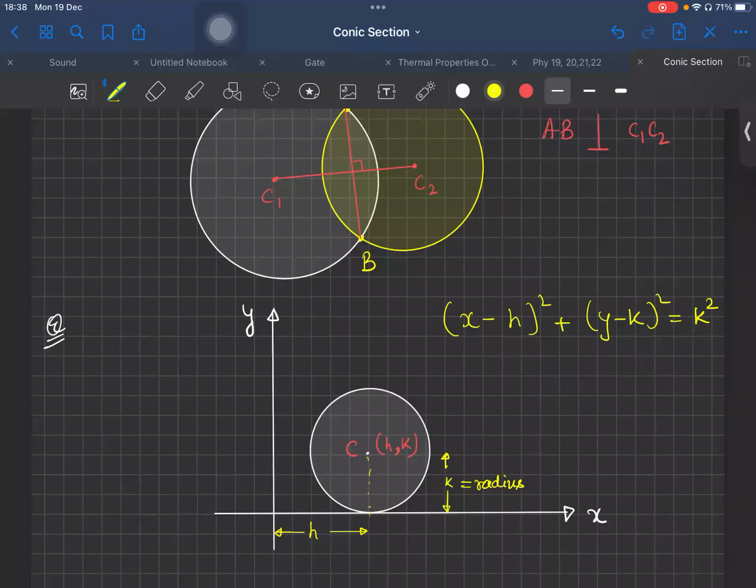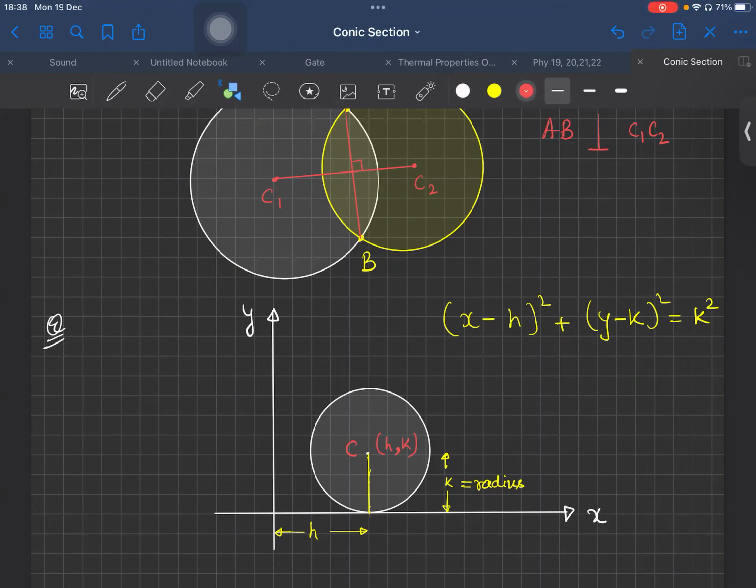You understood why this is? K will be your radius, no? This is the radius of the circle, isn't it? See, if some information is given, that means that is enough to solve this problem. Okay, that means this is the equation. What will you get? Someone please tell me the answer.